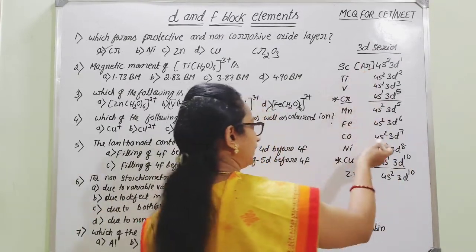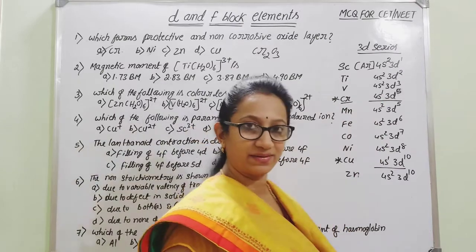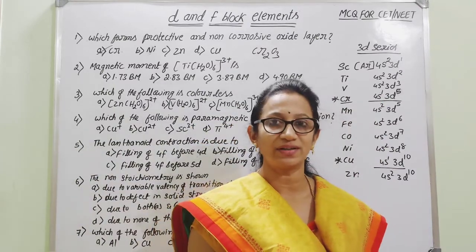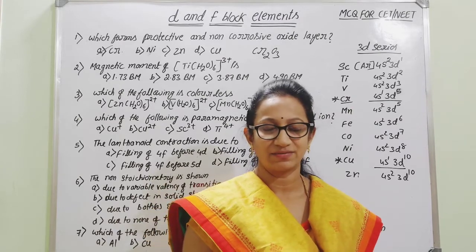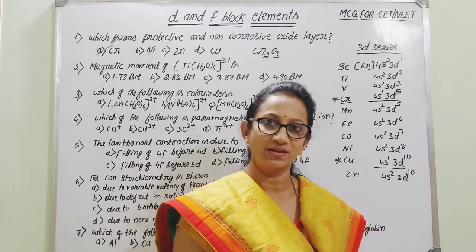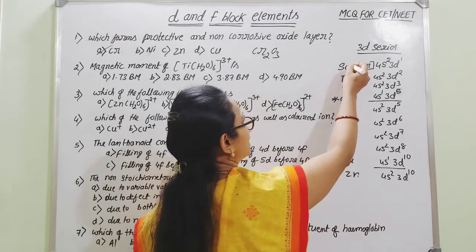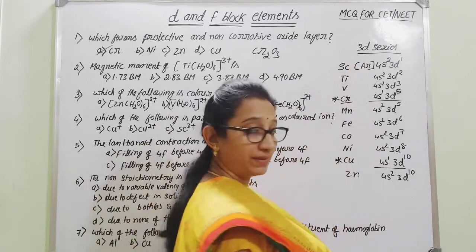Now, how to remember these elements with respect to their electronic configuration? Importantly, you should be thorough about the successive elements which come one after another. So therefore, which is that code we can easily remember for these elements? Let me give that code.